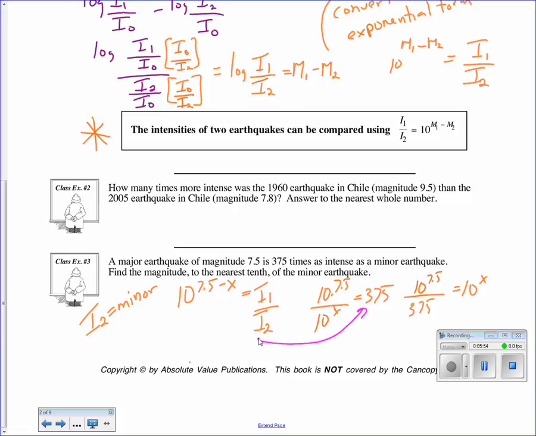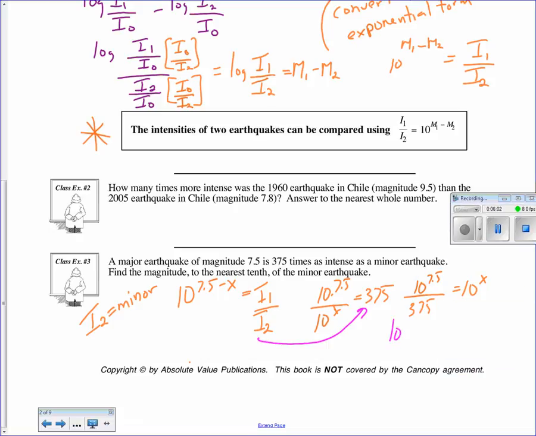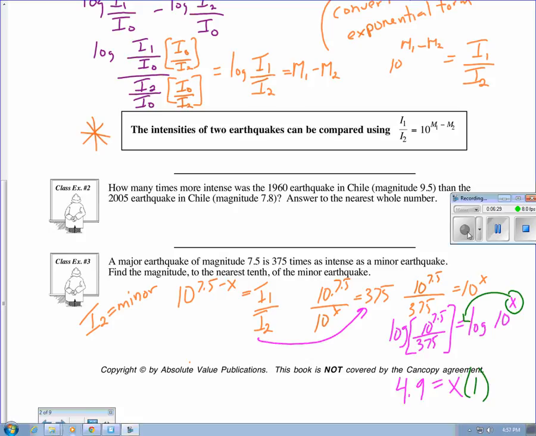X is in an exponent position, so I need to take logs of both sides and solve for x. So that's the log of 10 to the 7.5 divided by 375 being equal to log base 10 of 10 to the x. So the x moves down into coefficient position, and I'm going to get x by doing the work of the left hand side. So x is equal to 4.9. Remember, log base 10 of 10 is 1. Let's turn the page over.